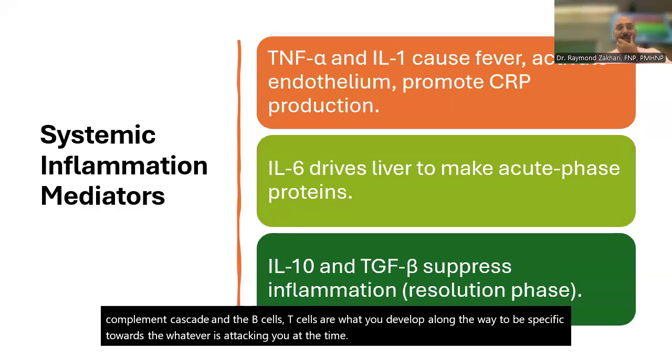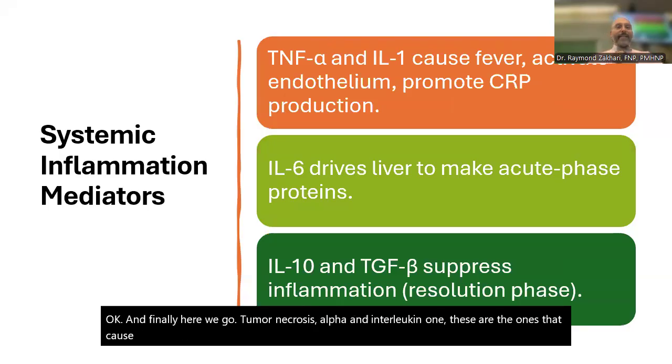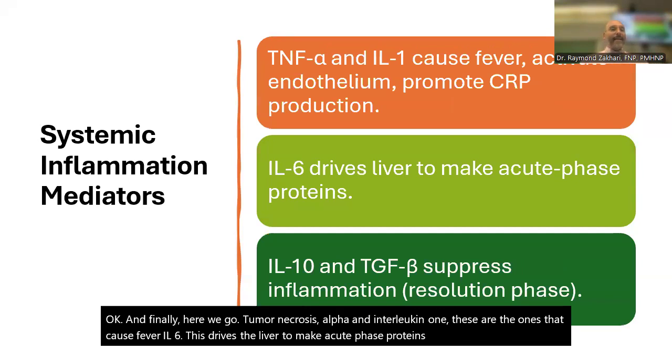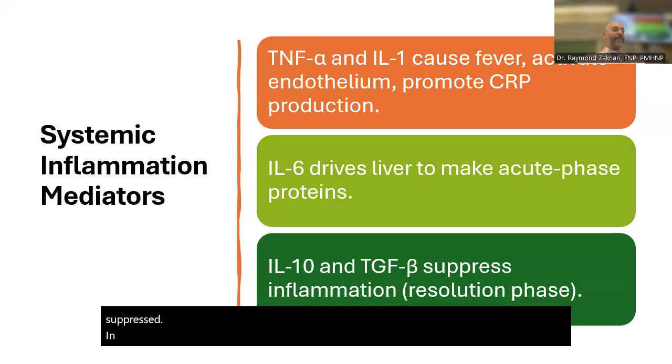Okay, and finally, here we go. Tumor necrosis factor alpha and interleukin-1, these are the ones that cause fever. IL-6 drives the liver to make acute phase proteins. And IL-10 is what is suppressed in the resolution phase. So how can we put this so that it's more memorable?